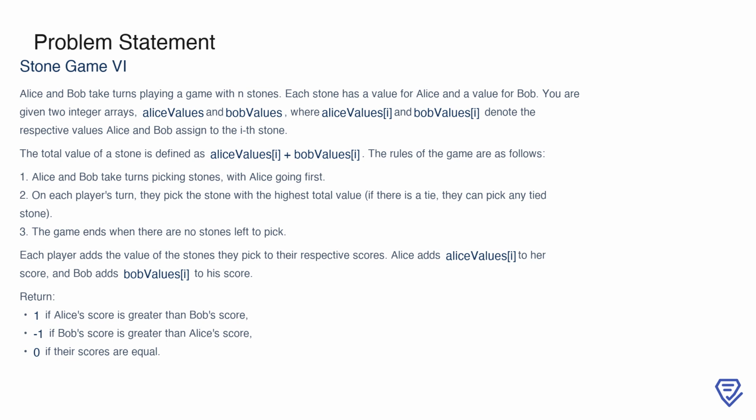If Alice has a higher score, the result is 1. If Bob has a higher score, the result is -1. If their scores are equal, the result is 0.